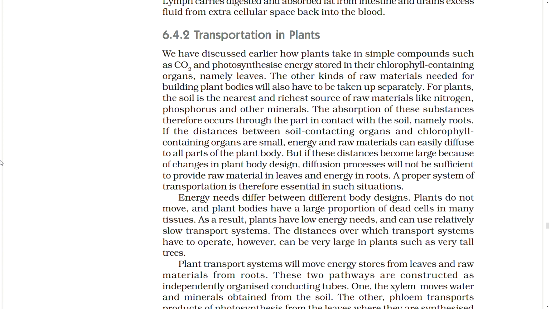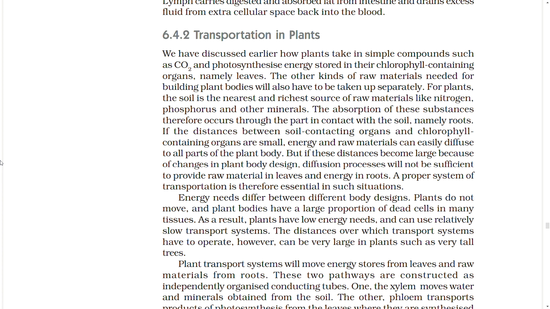If the distances between soil contacted organs and chlorophyll containing organs are small, energy and raw materials can easily diffuse to all parts of the plant body. But if these distances become large because of changes in plant body design, diffusion processes will not be sufficient to provide raw materials in leaves and energy in roots. A proper system of transportation is therefore essential in such situations.